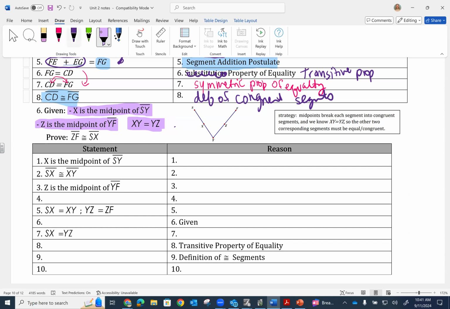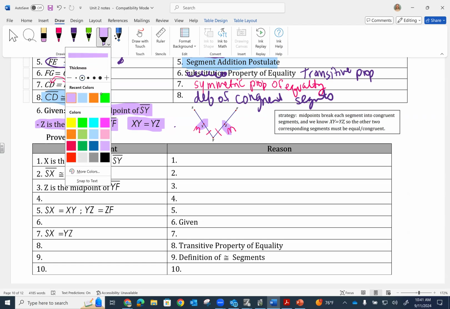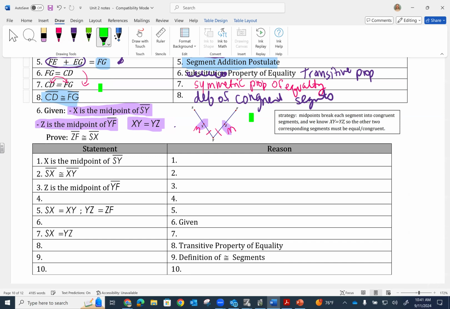Okay, so let's write down what we know. X is the midpoint of SY. We also know that Z is the midpoint of YF. We also know that XY is equal in length to YZ. So there you go. We know 3 things. We've got a midpoint, another midpoint, and 2 segments that are congruent. And our hope is to prove, what do we want to prove? We want to prove that ZF and SX are congruent.